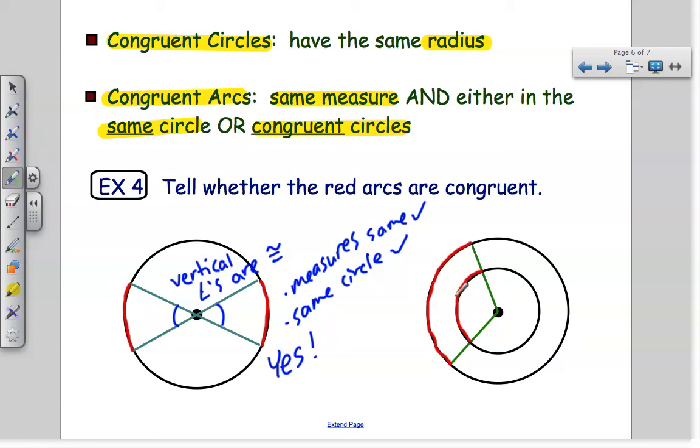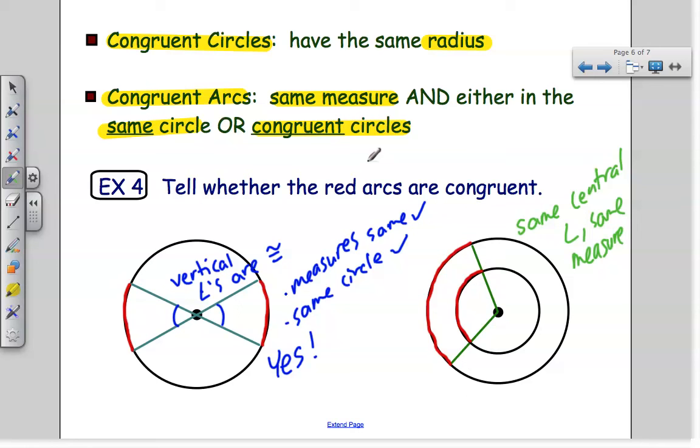What about in this one? We have two red arcs. Well, we have the same central angle, so they definitely have the same measure. Same central angle, same measure, but the other criteria is that they have to be in the same circle or congruent circles.